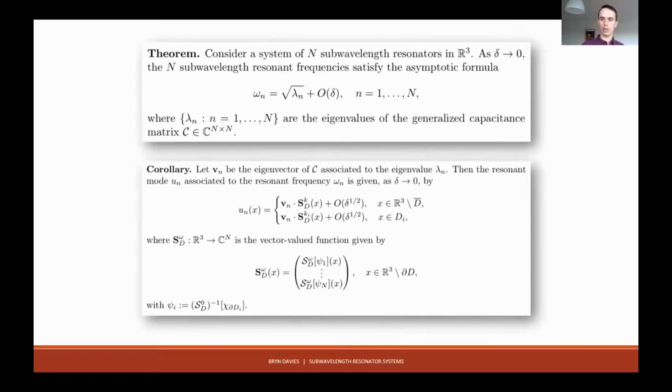And so this analysis gives us both existence and also expansions for the resonant frequencies in terms of the eigenvalues of this capacitance matrix, which is nice, but it also tells us an extra thing, which is that the corresponding eigenmodes are given by the corresponding eigenvectors of this generalized capacitance matrix. And now these two results taken together, which ultimately just describes the behavior of an n-body system in terms of an n by n matrix, are, at least in that respect, nothing particularly eye-catching.